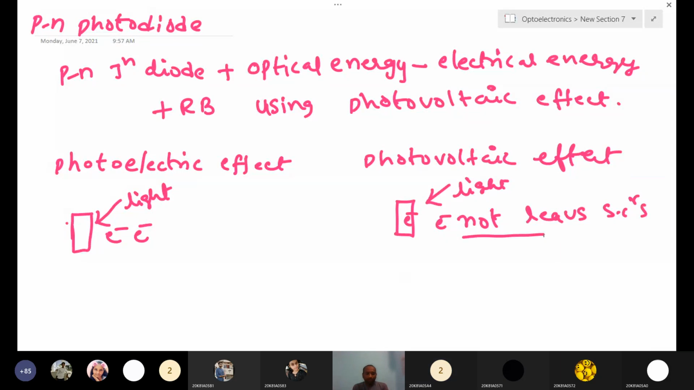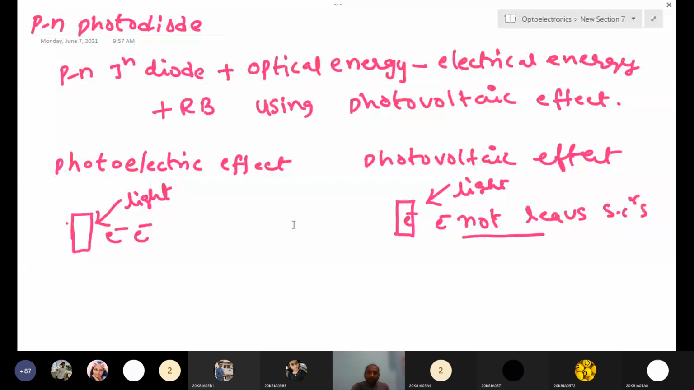So in the photoelectric effect, when you shine light on metals, electrons come out of the material. But in the photovoltaic effect, what happens? When you shine the light, electrons will not come out of the surface. They will not leave the material. They will stay within the material only, but they are free. That is the difference between these two.